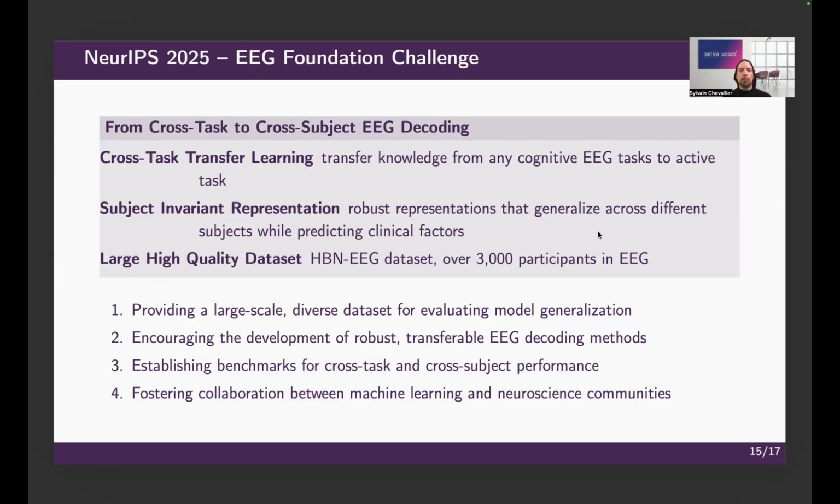And what we hope is that during the competition, our competitors gathering in teams were able to foster new collaboration, especially between machine learning theoreticians and neuroscientists. So it's possible to create new bridges.